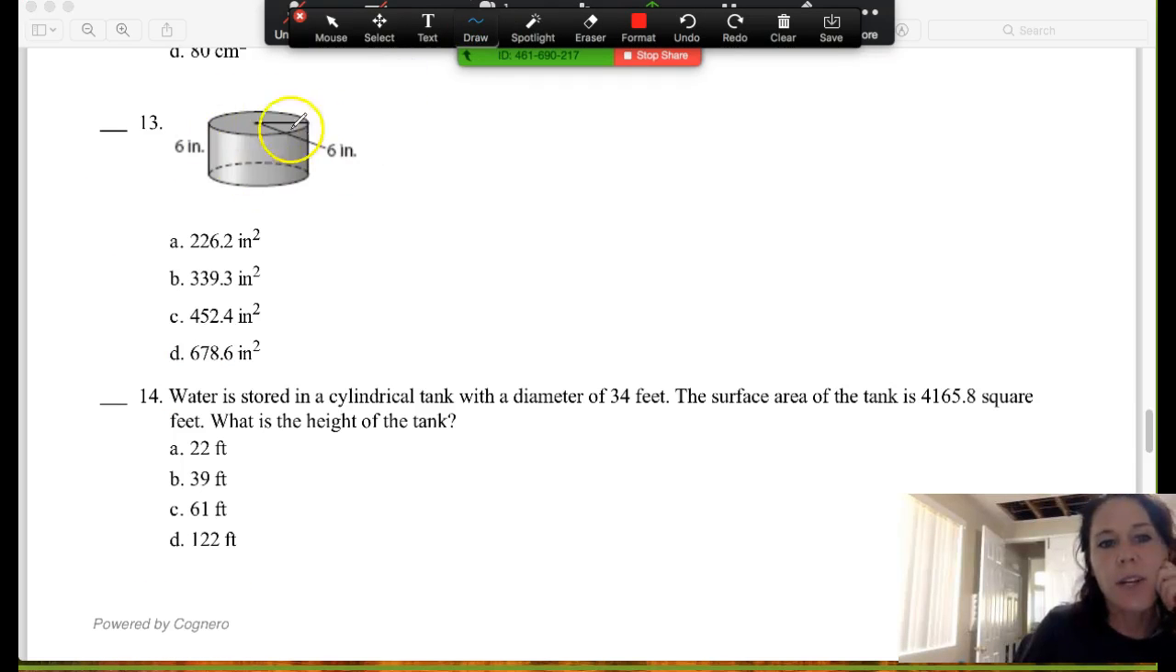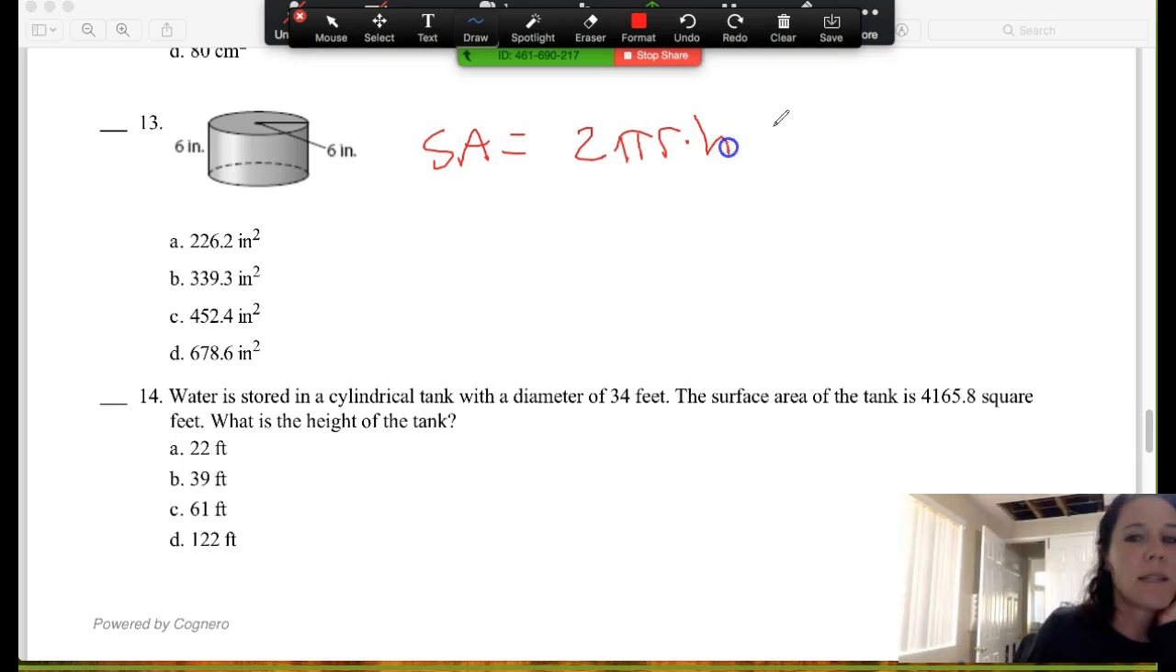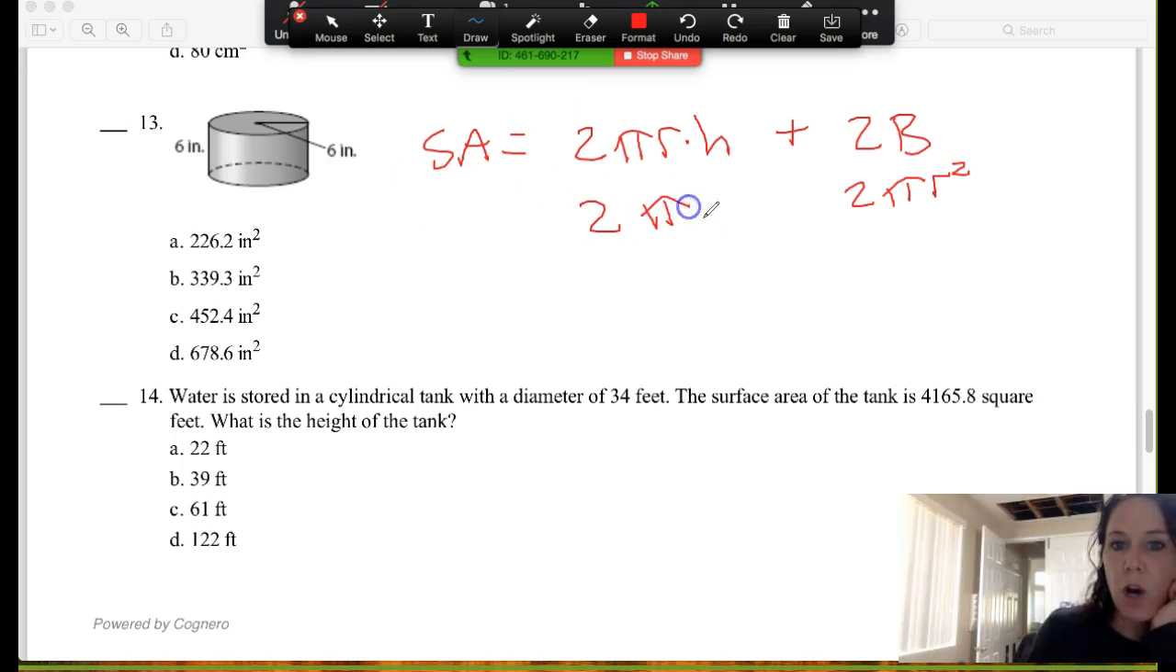Okay, the surface area of the cylinder is a little trickier to figure out. Here's a formula that works. You're going to go 2 times pi times the radius times the height plus 2 times the area of the base. Now the base here is a circle, so the area of the base will be pi r squared. Big B stands for area of the base, and pi r squared is the area of this particular base. So the surface area is 2 pi r h plus 2 pi r squared.